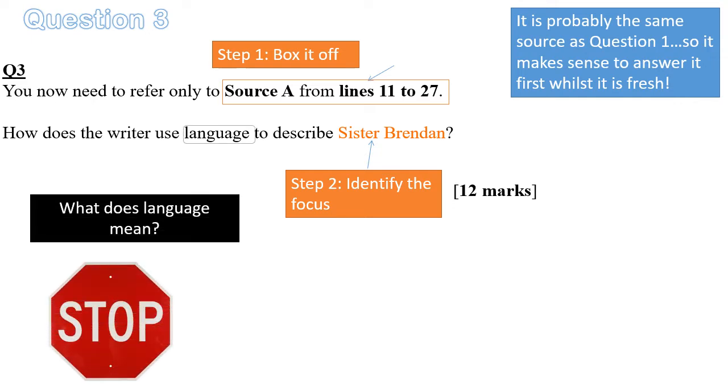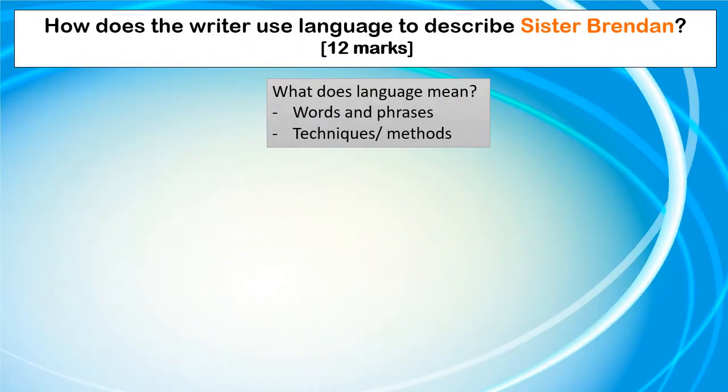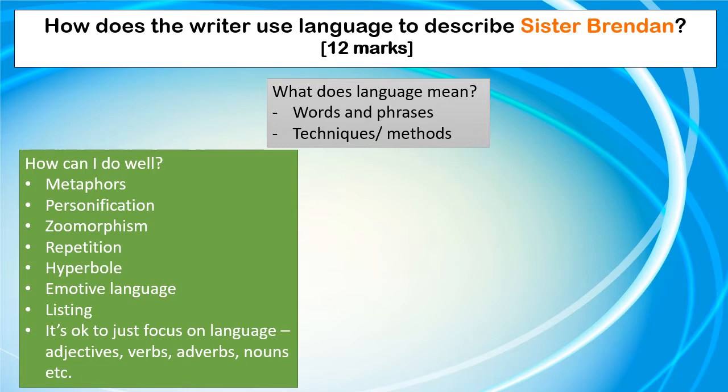So how does the writer use language? We need to know what we mean by language and what kinds of things we might want to write about for this question. So language means words and phrases, but it also means language features, techniques, methods, whatever you want to call that. So here are some things that work very well.